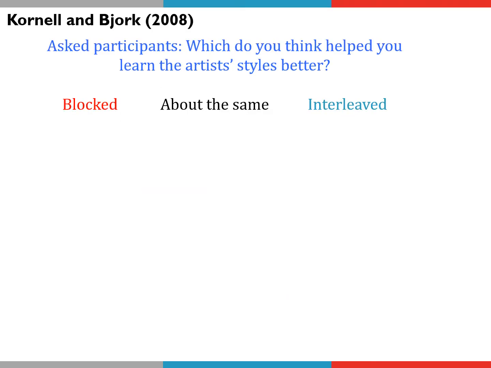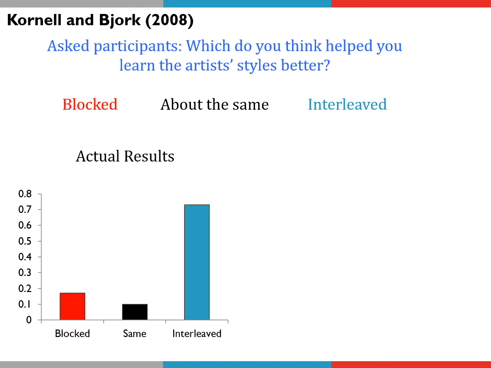Another interesting thing that Cornell and Bjork determined was they actually asked participants, which do you think helped you learn the artists better? The blocked condition, where you saw all of the artists' paintings together, the interleaved condition, where all of the artists were mixed up, or do you think you did about the same in the blocked and interleaved categories? Okay, so this is the actual results.